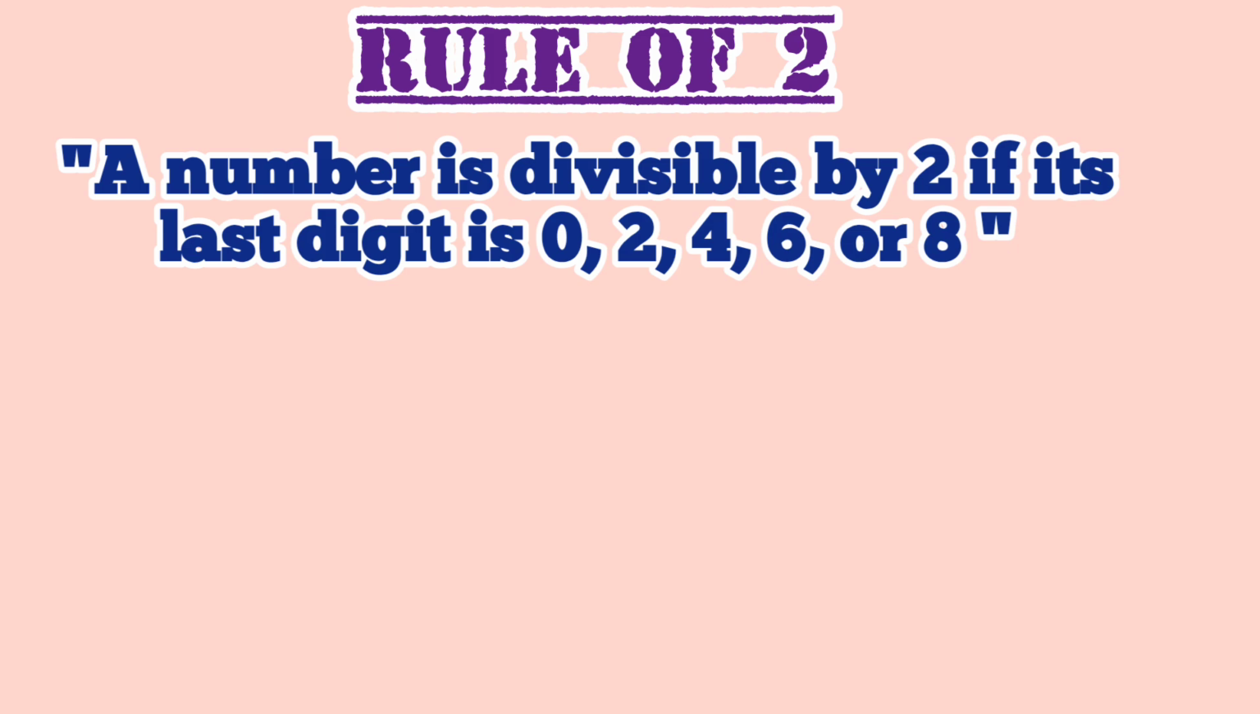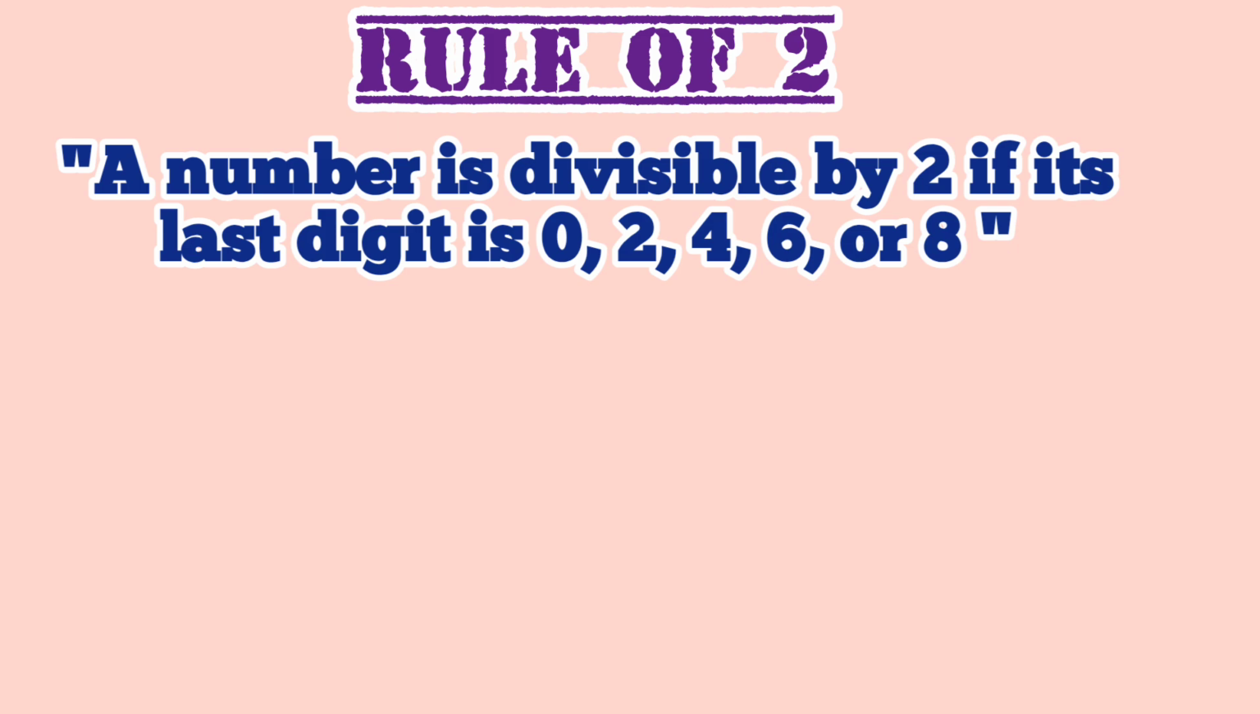Let's start with the divisibility by 2. The rule is very simple. A number is divisible by 2 if its last digit is 0, 2, 4, 6 or 8. That is the ones place. Please focus only on the ones place. If the ones place is 0, 2, 4, 6 or 8, the number is divisible by 2.